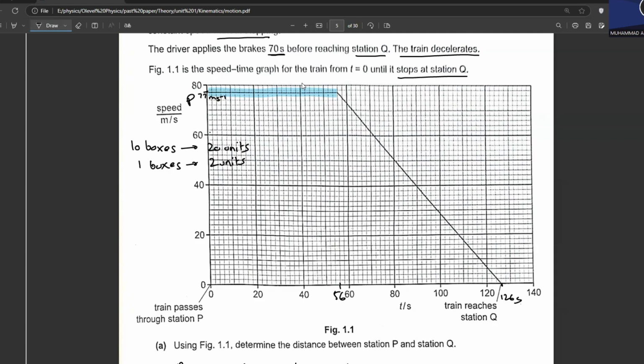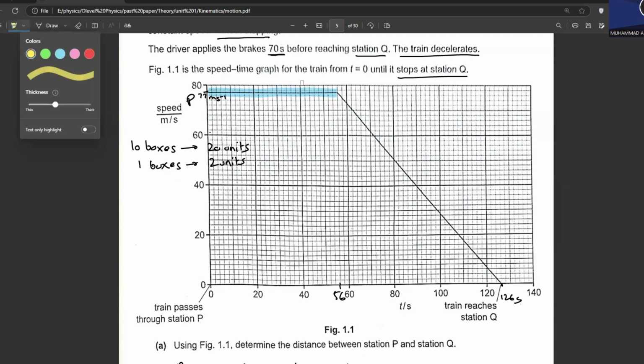Yeah, so what are your two parallel sides? First marked in blue and the second one marked in yellow like this. These are your two parallel sides. And what is your height? Your height is 77 m/s minus 1.